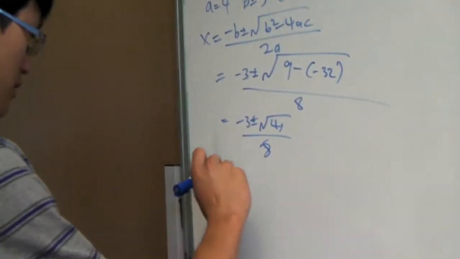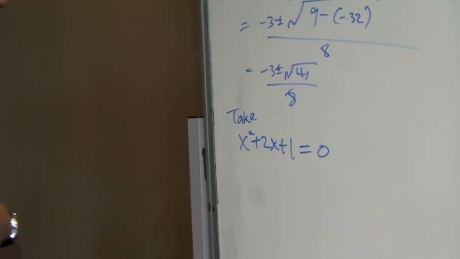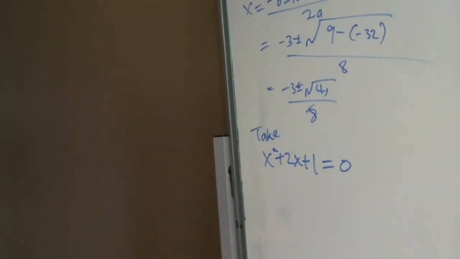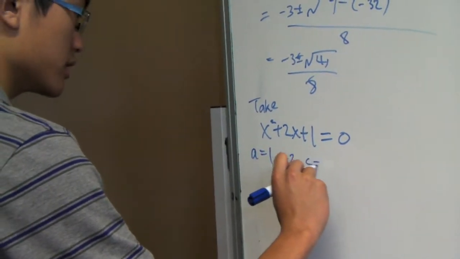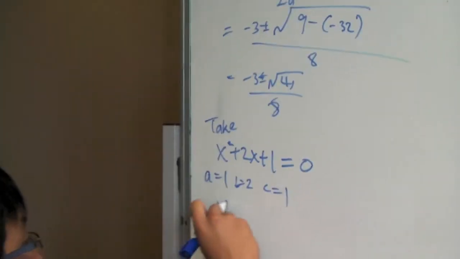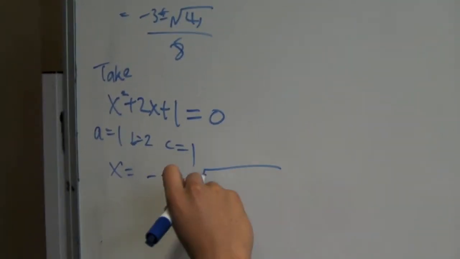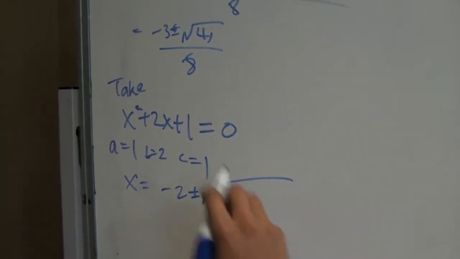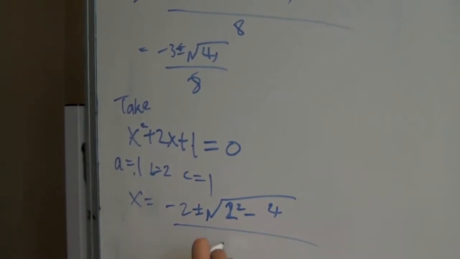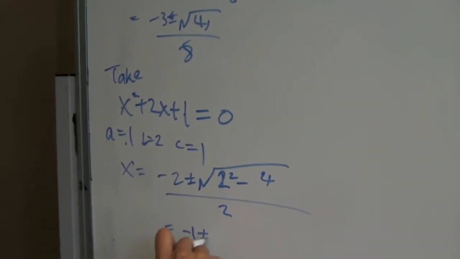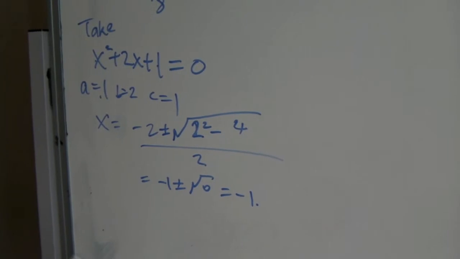Take x squared plus 2x plus 1 equals 0. If we were to use the quadratic formula, this is what would happen. a equals 1, b equals 2, and c equals 1. So, x equals minus b, which is minus 2, plus or minus the square root of b squared, which is 2 squared, minus 4 times a times c. So that's 2 squared minus 4, divided by 2a, which is 2, equals minus 1 plus or minus the square root of 0, which is minus 1. So after all that effort, you say x equals minus 1.